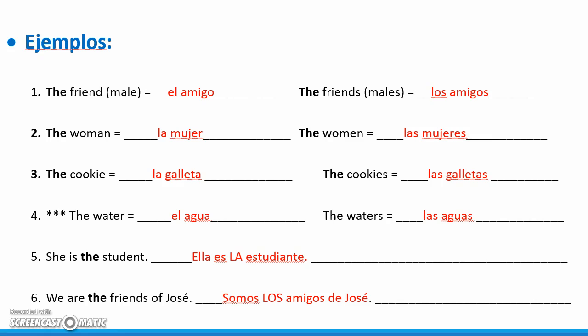To say she is the student, digo ella es la estudiante. The word estudiante doesn't end in an O or an A, but I know I'm talking about a girl because I said ella. So I changed it from el estudiante to la estudiante. We are the friends of Jose. I might be talking about girls and boys, but I'm going to still use the word los amigos because I always default to the masculine form if I have both females and males in my group.